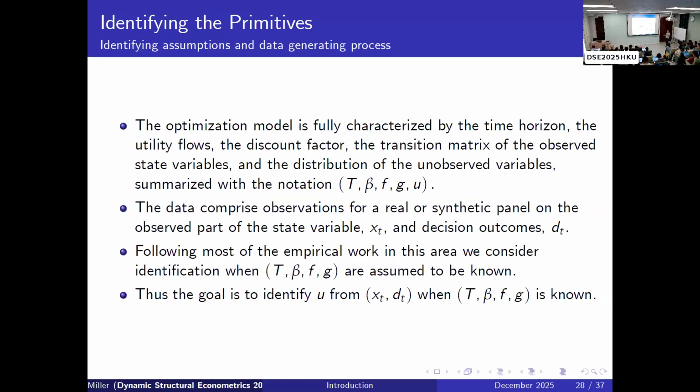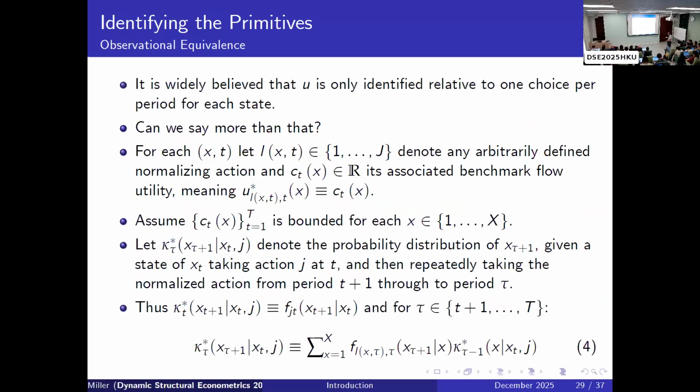This is clearly identified under the conditional independence assumption, and that's why I'm not talking about it right now. First point I want to make: it's widely believed that U is only identified relative to one choice per period for each state. I'm going to say this is true because I can see I'm running a little bit out of time here. So I want to economize on some stuff, spend more time on other stuff. Okay.